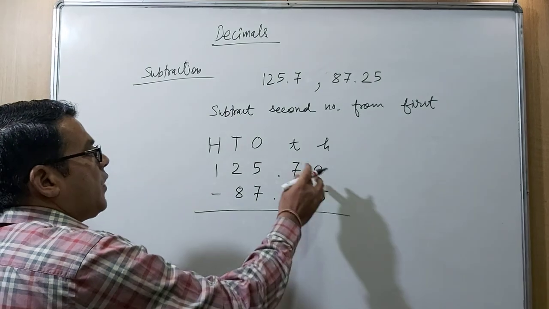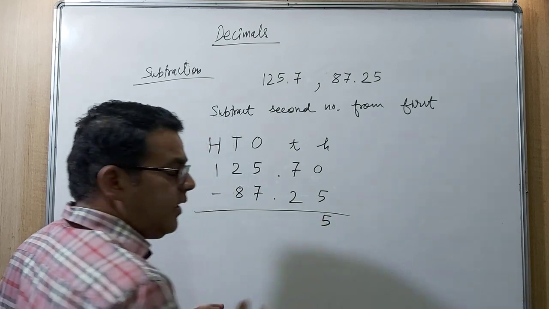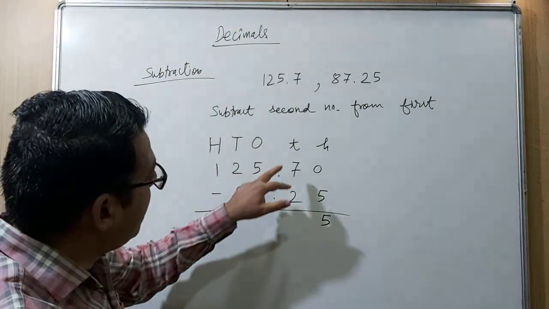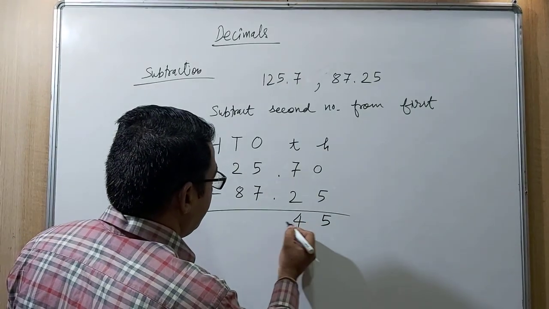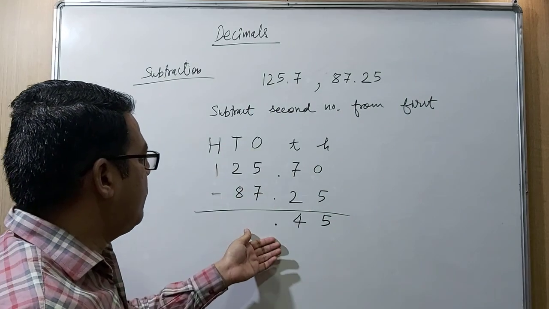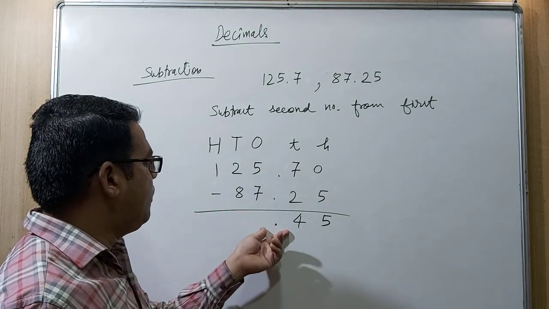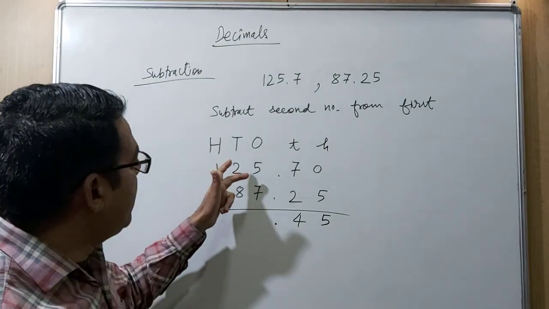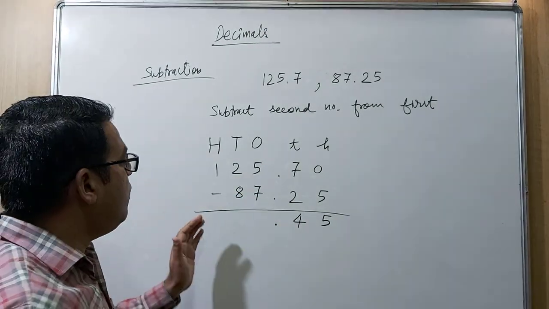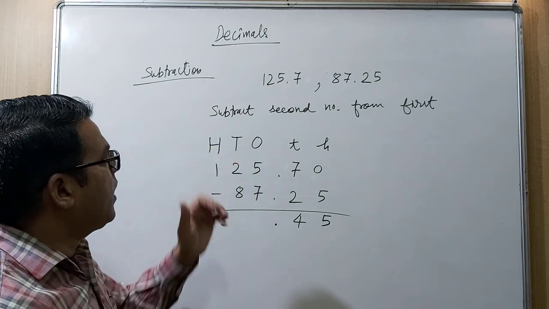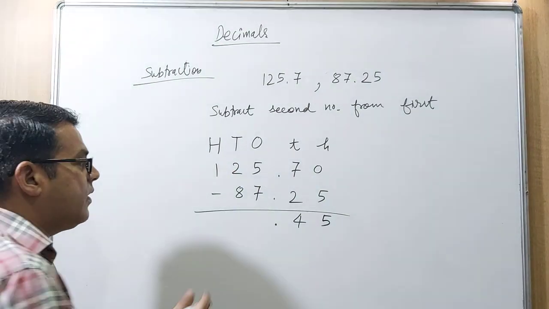So after taking borrow from here, it is 10 now. 10 minus 5, I will get 5, and after taking borrow, it's become now 6. 6 minus 2, 4 we have here. Decimal point, as you can see, you can write just in the same row, same line, we can write decimal point as it is. Now here is 5, and this number, this subtrahend, this is 7, it is bigger than 5. So what to do? We need to take borrow from here. So it become now 15. You know that. So 15 minus 7, what do we have? 8.